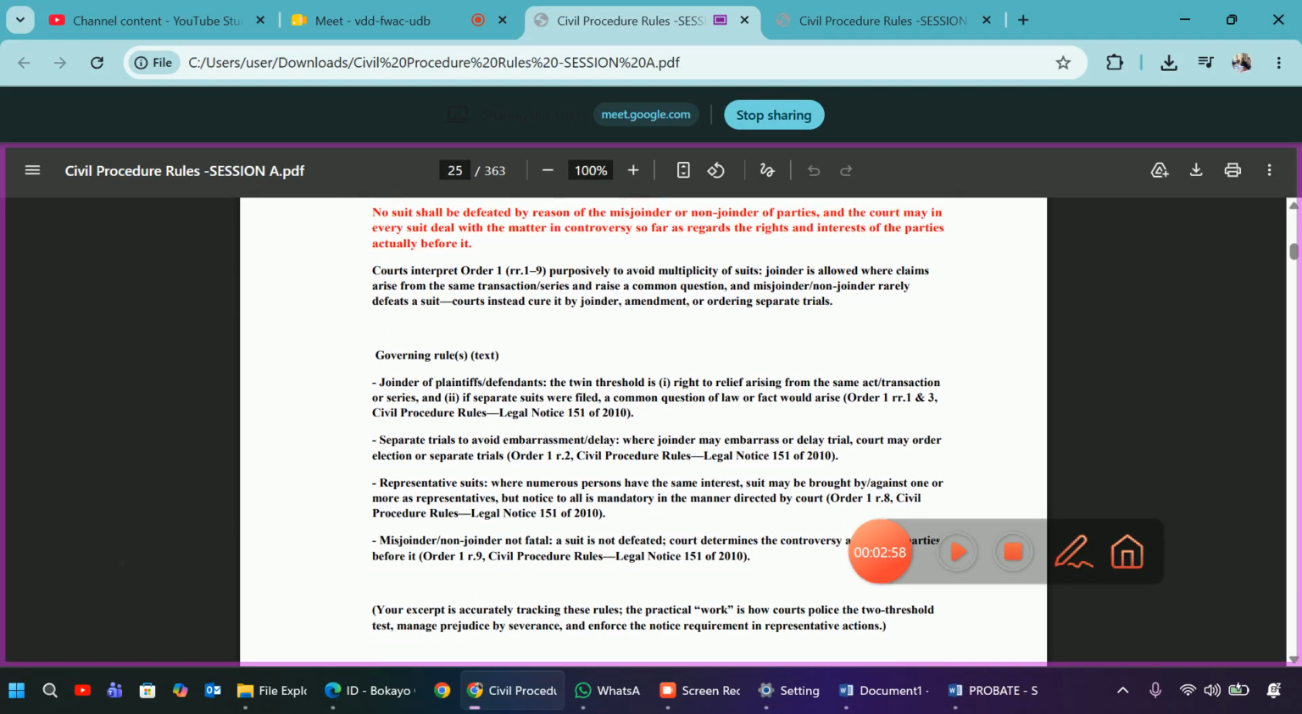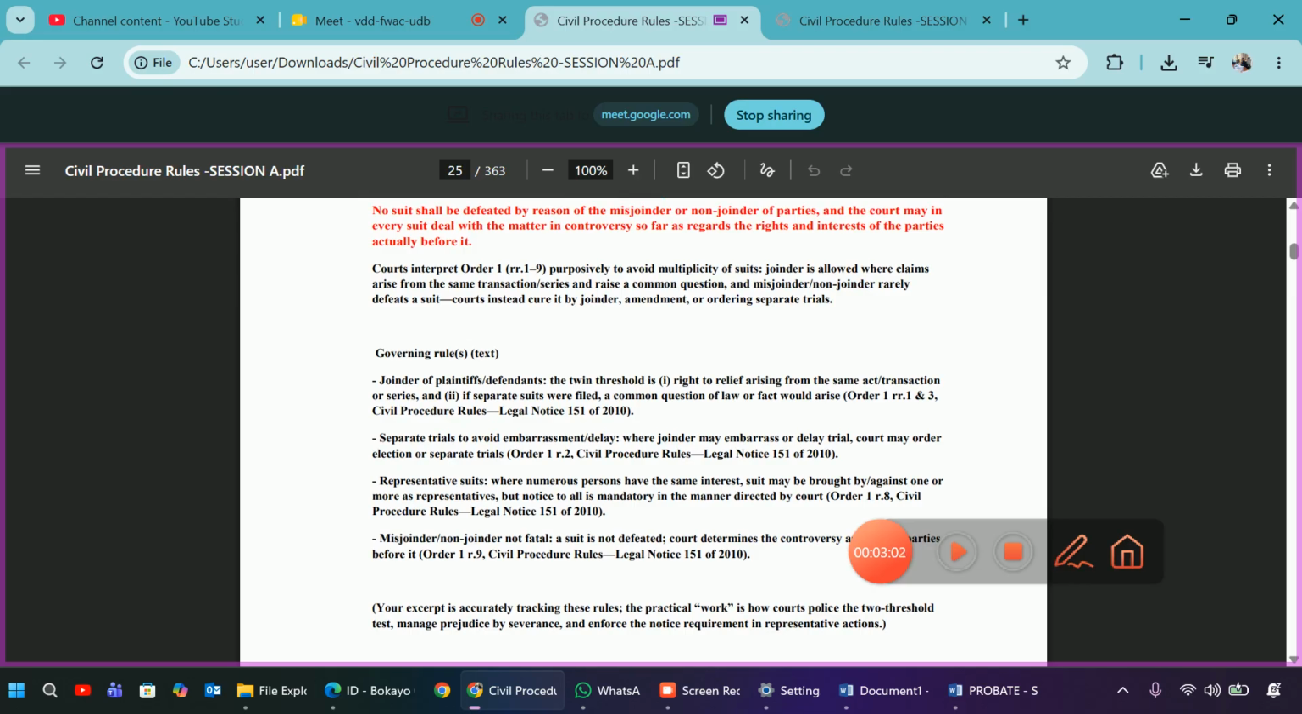The governing rules you need to take note of are Order 1, Rules 1 and 3, on joinder of plaintiffs and defendants. The twin threshold is: one, a right to relief arising from the same act or transaction or series, and two, if separate suits were filed, a common question of law or fact will arise. This informs you that whenever you are doing a joinder application, you need to confirm that you have the twin threshold. Is there a right to relief arising from the same act or transaction? And if each party were to file a suit, it would have been a duplication of suits because it gives rise to a common question of law or fact.